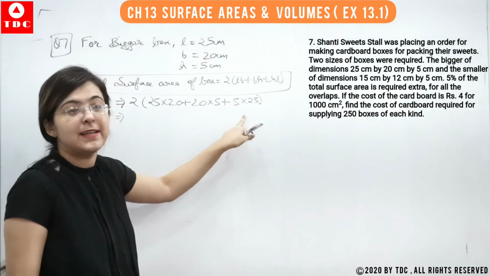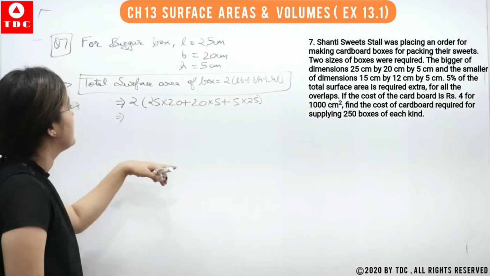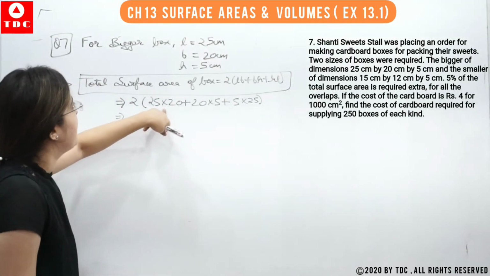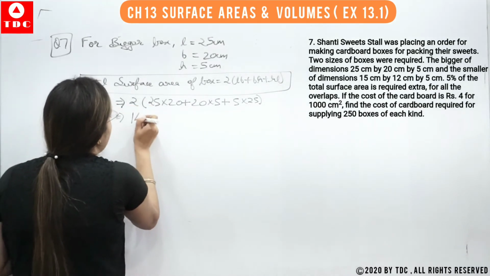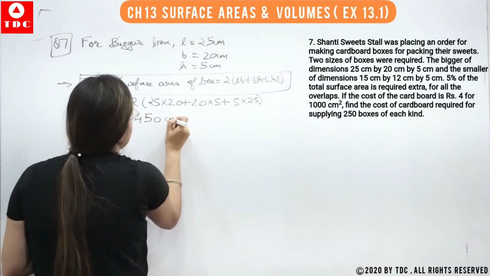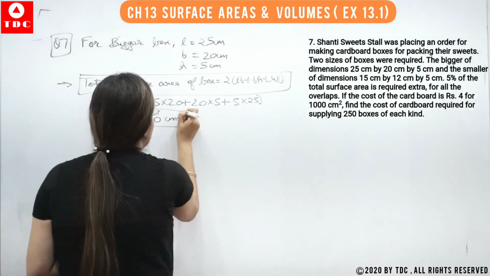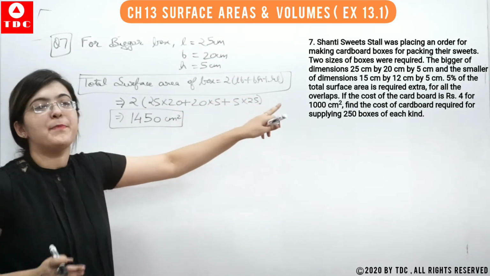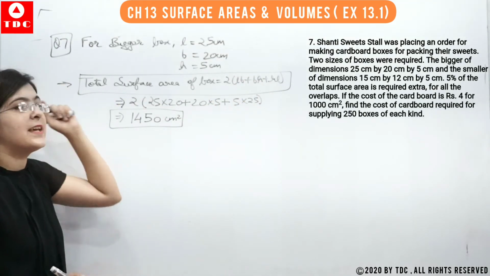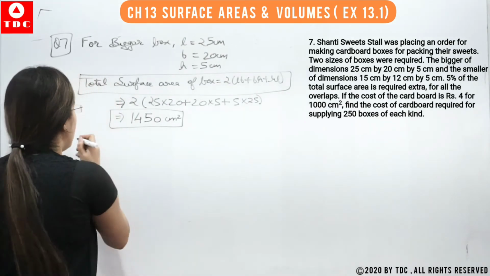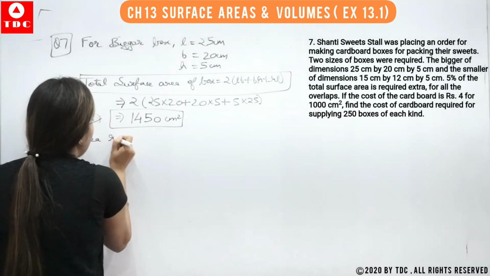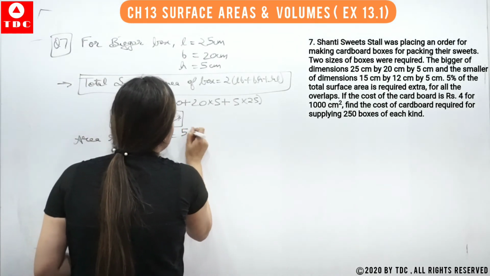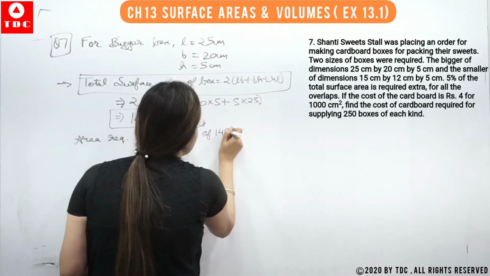When you will add all these, 500 plus 100 plus 125, then into 2 you will get 1450 centimeter square. Okay, this is the total surface area of the box. Now it is saying 5% of the total surface area is required extra. So what you will write? Area required extra is equal to 5% of 1450.